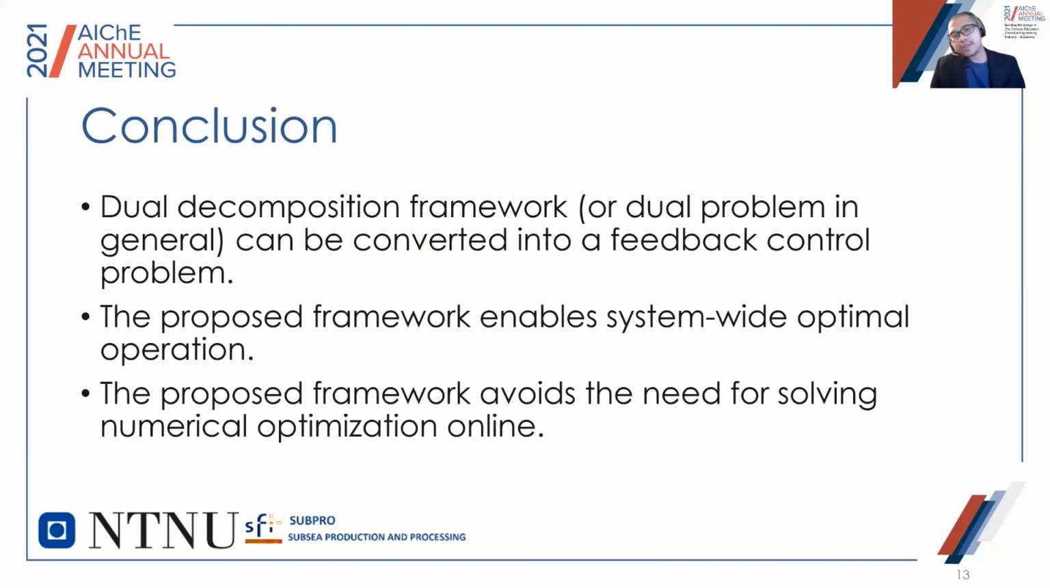So as a conclusion, we have shown that we can convert the dual decomposition framework, or the dual problem in general, into a feedback control problem. In this framework, we update the Lagrange multiplier to control the constraint, and it enables system-wide optimal operations. Finally, as we now only have a feedback control problem, we can avoid the need for solving numerical optimization online.